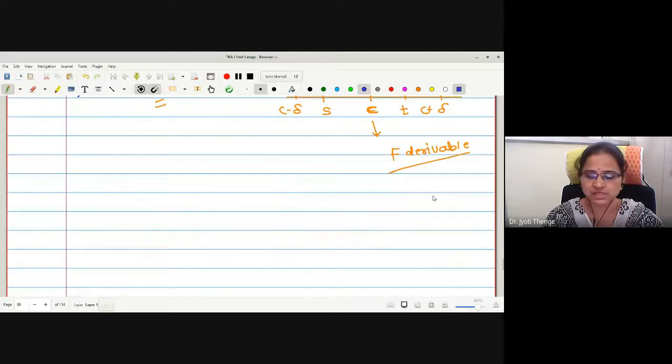What will be the first principle definition if I wanted to prove the derivability at C? This will be F t minus F s upon t minus s. What should be my limit at this stage?